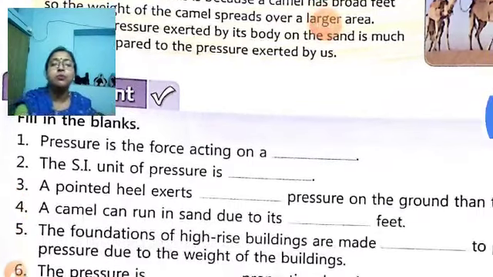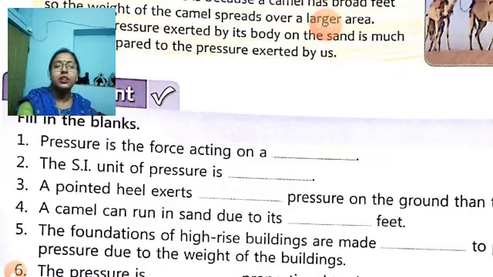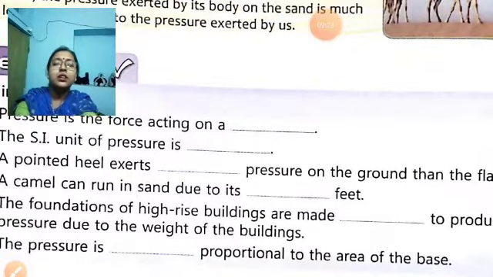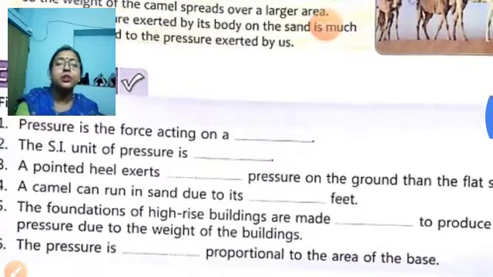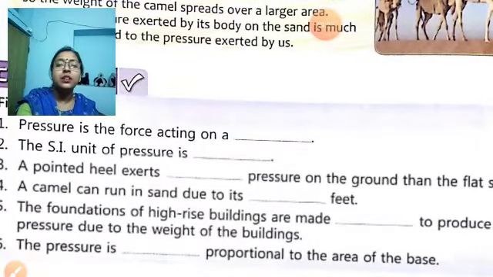Now come to the checkpoint. Pressure is the force acting on a unit area. The SI unit of pressure is what? Pascal. The SI unit of pressure is Pascal. Number 3, a pointed heel exerts more pressure on the ground than a flat heel.